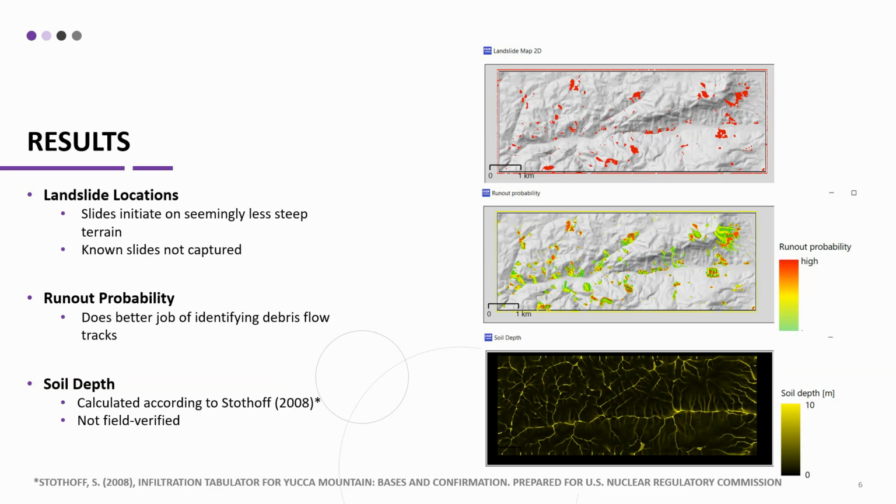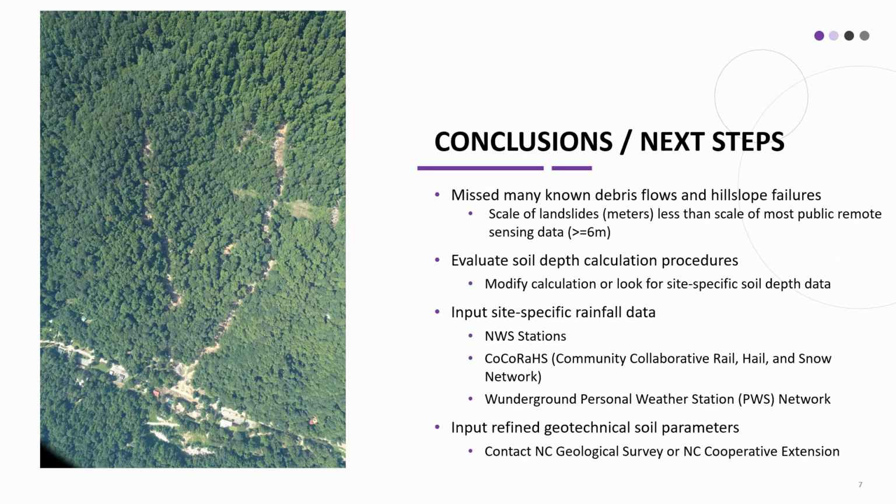The results are on the right, and the top image is the landslide locations. Red indicates a landslide occurred. On the middle plot, you can see the runout probability. So we have landslides occurring, and then we have runout generating from those landslides. And then the bottom is soil depth, which is calculated based on the reference shown at the bottom. In western North Carolina, we have failures occur because of our thick soils and heavy rain. So this is all jibing together.